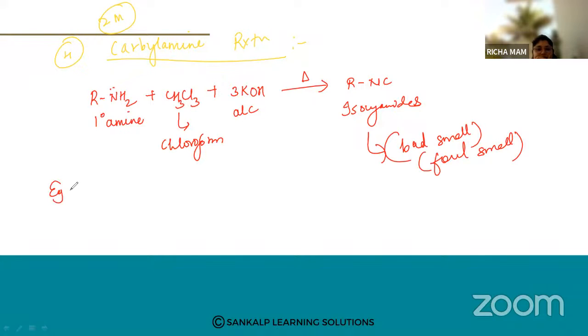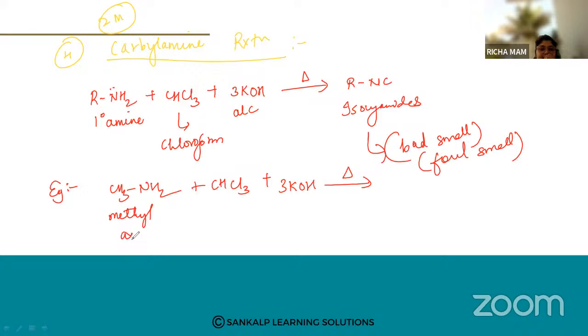I'll give you an example now, and you tell me the answer. I have taken methylamine, and I'm going to react it with CHCl3, not CH3Cl. Chloroform is CHCl3. I'm going to react it with 3KOH. So I'm heating methylamine with chloroform and alcoholic KOH. Can you tell me the product now? Anybody? What will be the product, students?